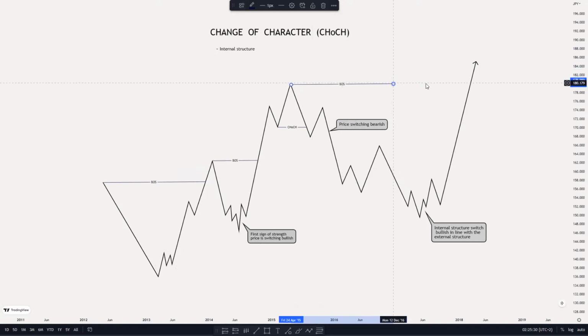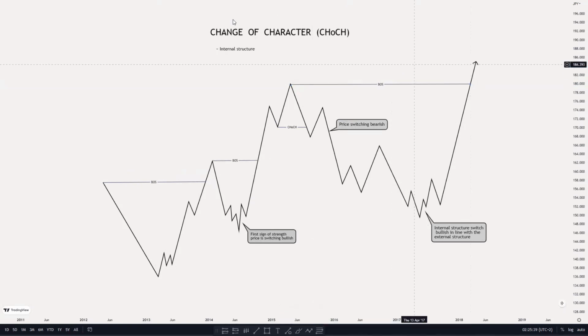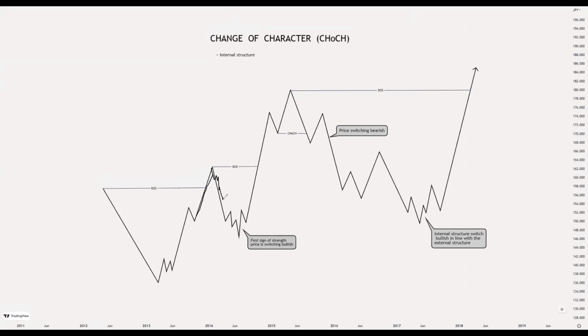All right, so this is a break of structure also. Finally, the price broke structure. After the break of structure, what do you expect the price to switch? Bearish. So we know what direction we're looking for. We're not guessing, we're not changing our rules. We know what we're looking for, and we stick to it.